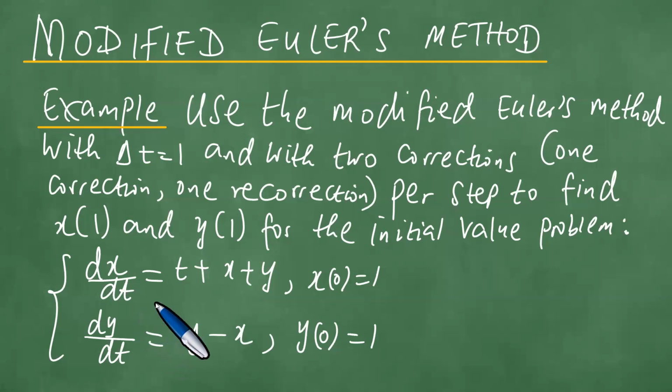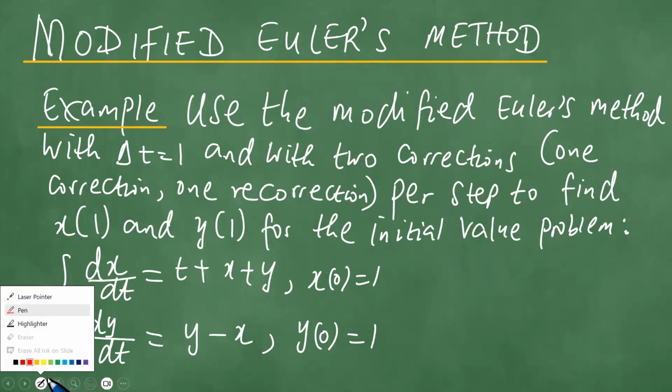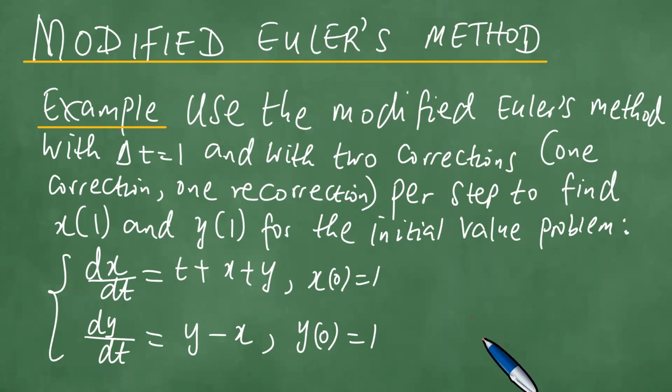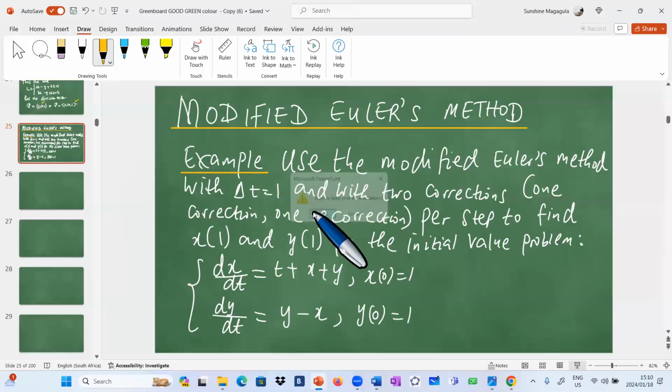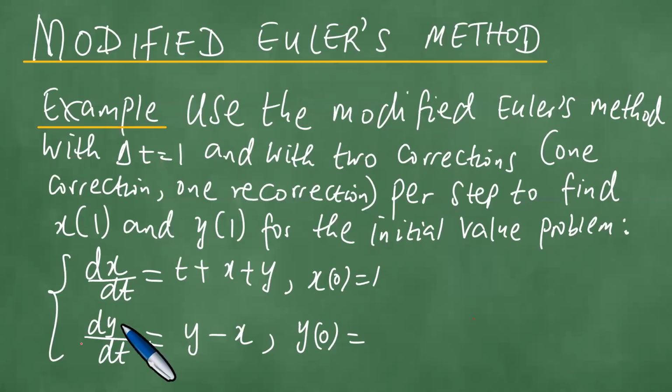Right, given dx/dt equals t plus x plus y, x at 0 is 1, dy/dt is y minus x, and y at 0 is 0. Y at 0 must be 0 here, so you can see I wrote a 1 here. It must be a big 0, so we have to pick the eraser, because I wrote a 1 here. It must be 0. It's fine. Okay, so let's continue. Now we pretty much are well sorted.